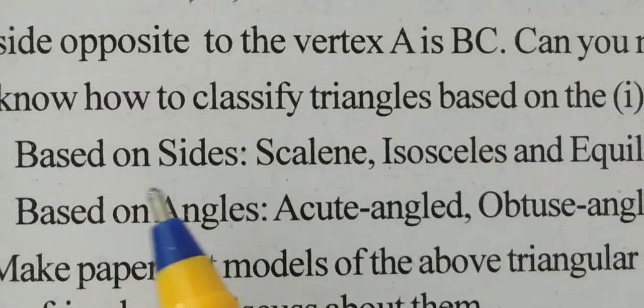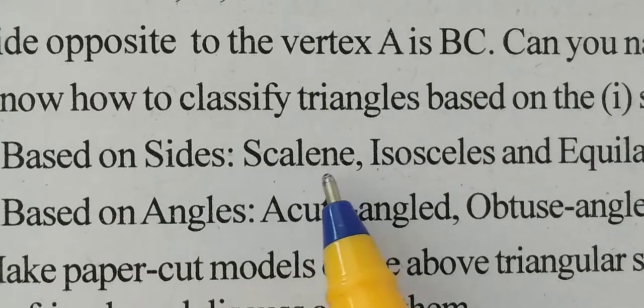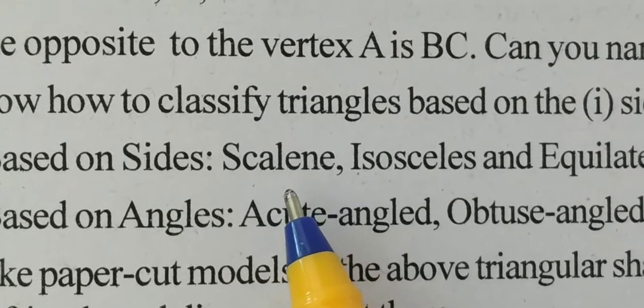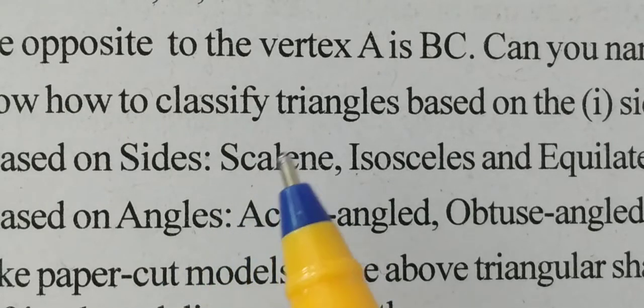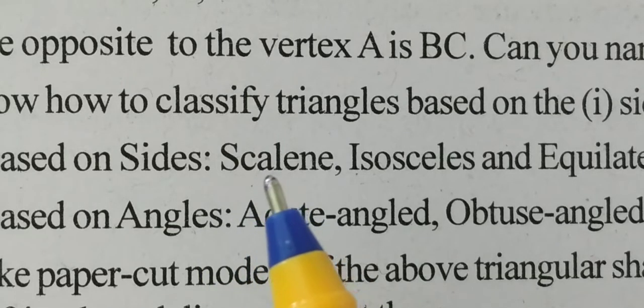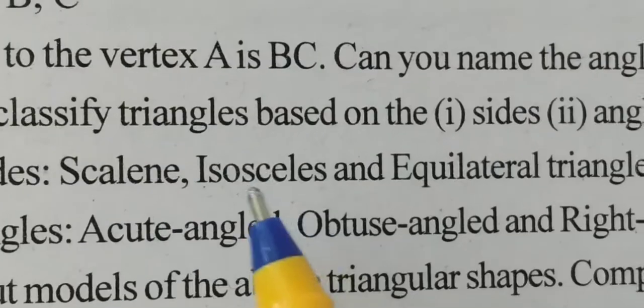So the types of triangles based on sides are scalene. Scalene is that triangle which doesn't have any same sides, meaning no 2 sides or 3 sides are same in measure. All the 3 sides are of different measure.